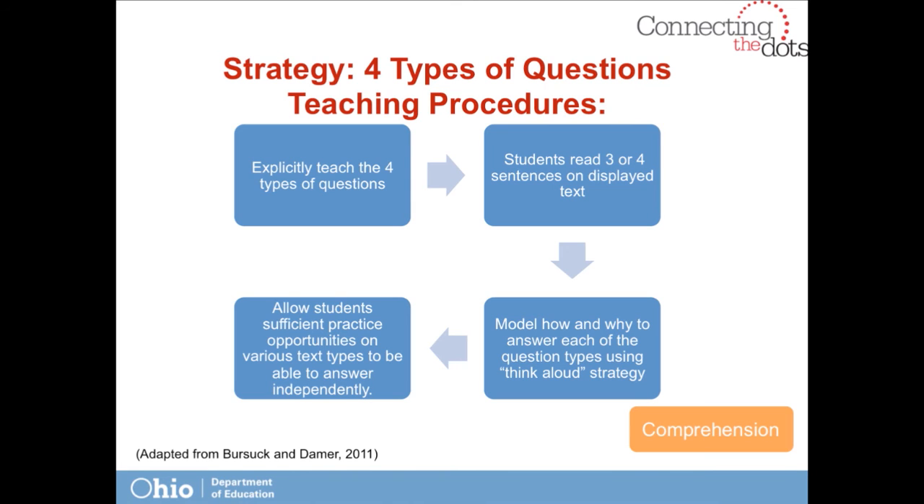The think aloud strategy allows the teacher to model how to arrive at the answer by drawing attention to the clues in the text or background knowledge needed to answer the question. It can be used in modeling or as a scaffolded prompt when students are having difficulty answering a question on their own.